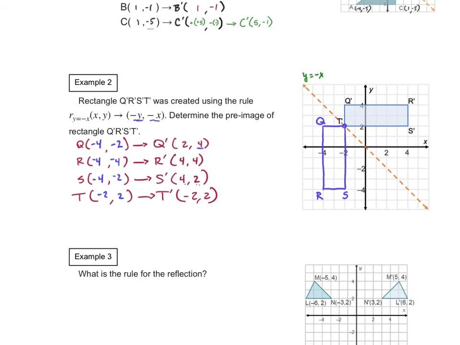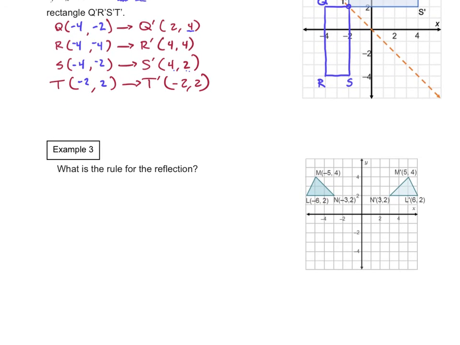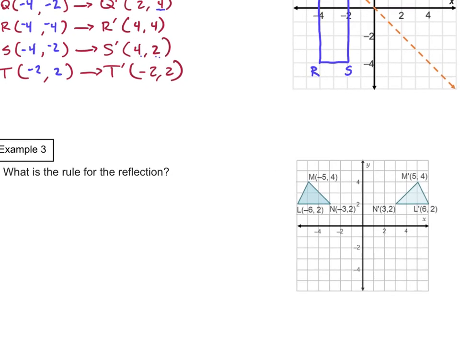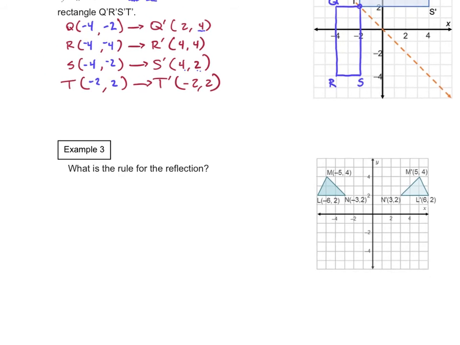Moving on to another example here, it asks us what rule is going on with this reflection. And if I look, I'm going to pick a point, and let's go ahead and use point M. So M used to be, the pre-image was negative 5, 4, and then it mapped to M prime, which is now 5, 4.